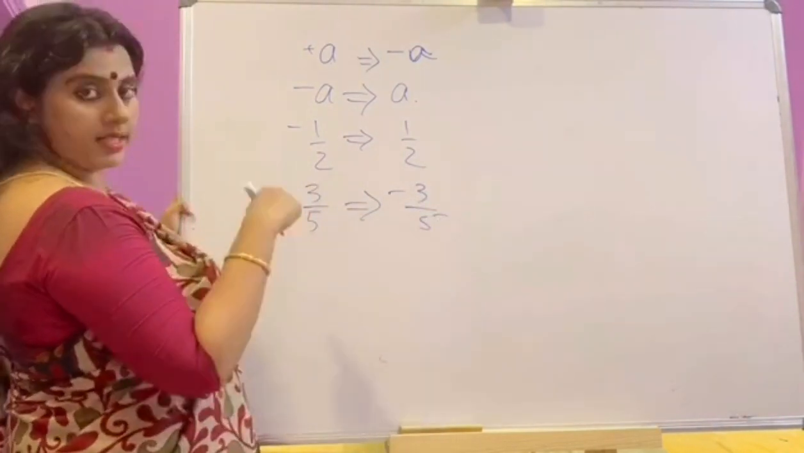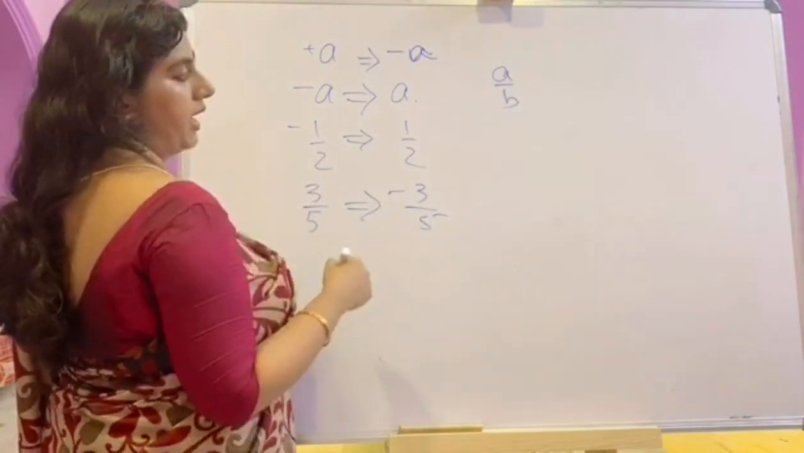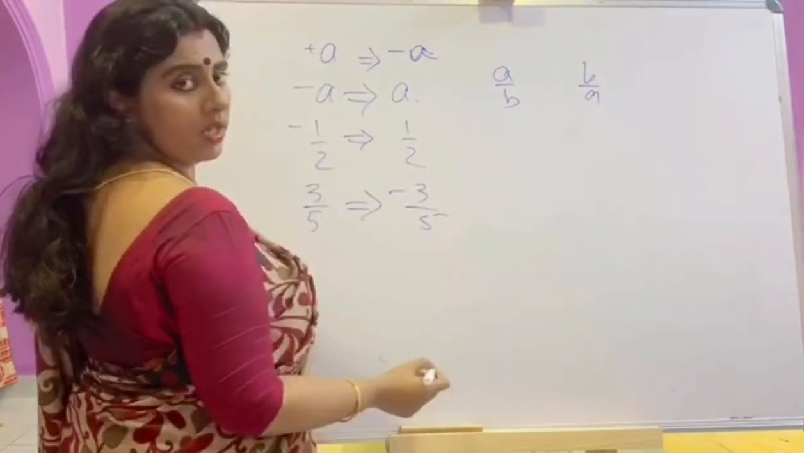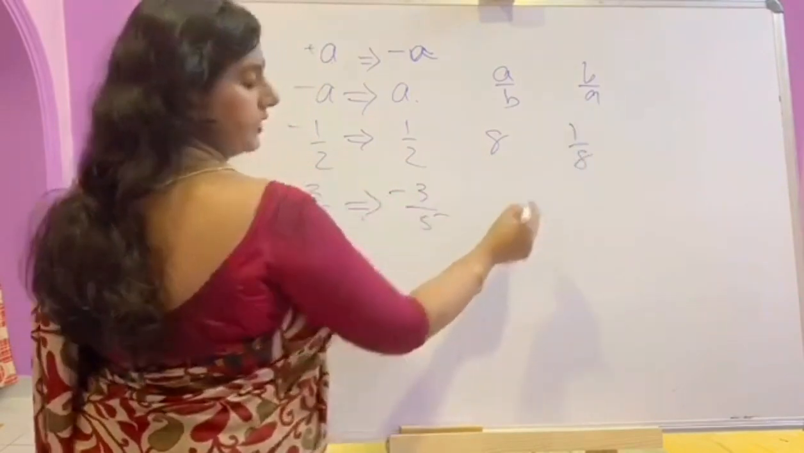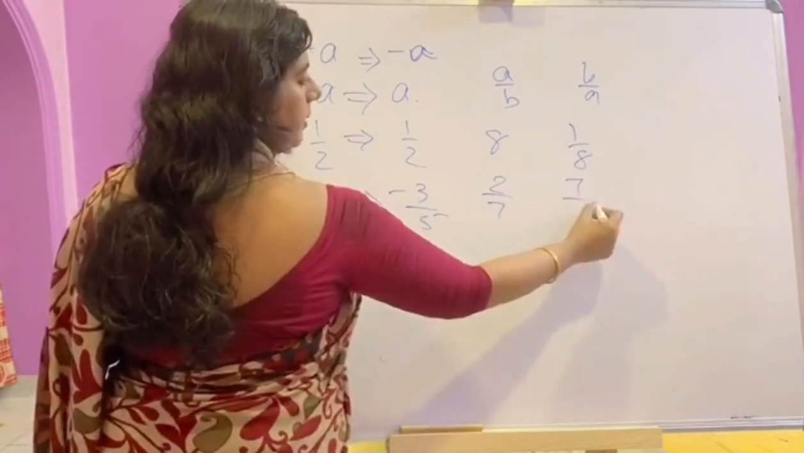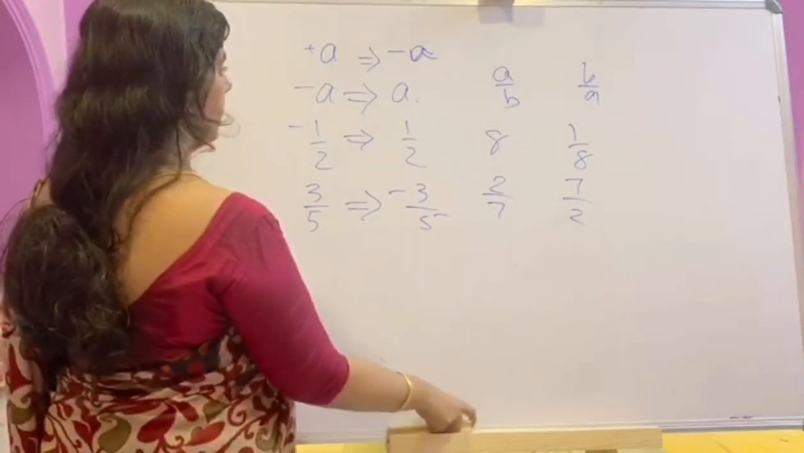Now what about the reciprocal? If a by b is a fraction, then the reciprocal of it is b by a. Now simply 8, the reciprocal is 1 by 8. 2 by 7, the reciprocal is 7 by 2. These are all some basics.